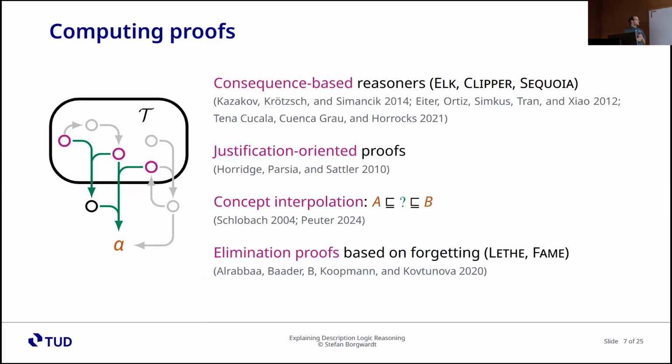For example, justification-oriented proofs start from the justification and then try to add intermediate steps by some heuristics, or concept interpolation, where if you want to prove that A is subsumed by B, you try to find an intermediate step in the middle that gives more information, hopefully, about the reason. And something that we developed together in Dresden, and Patrick implemented, is based on his idea that you can use forgetting to construct proofs.